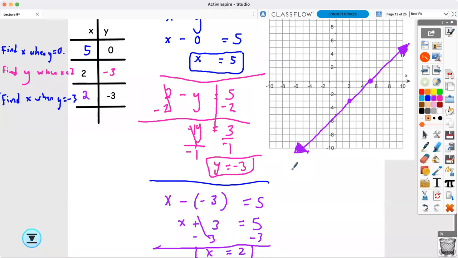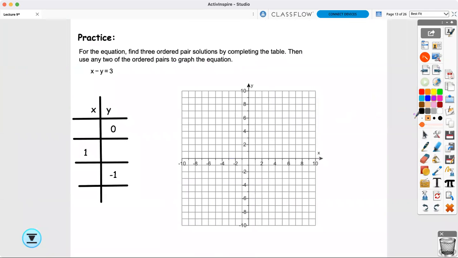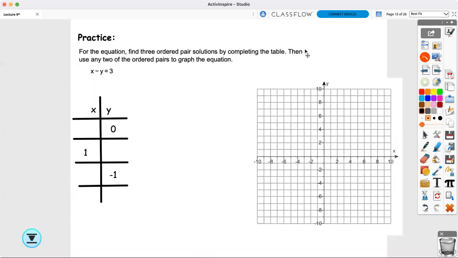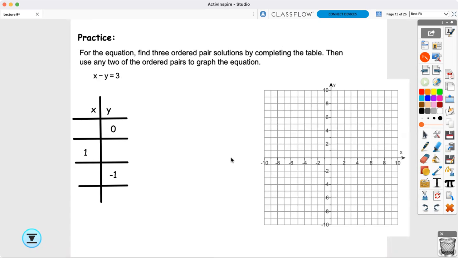Anyone have any questions on any of the steps? On the table, on the algebra, or the graphing? Anyone have any questions at all? Does anyone need more time to copy the work down? All right. Because here is your practice problem. Try it out yourself. I'll give you about 4 minutes. Good luck.